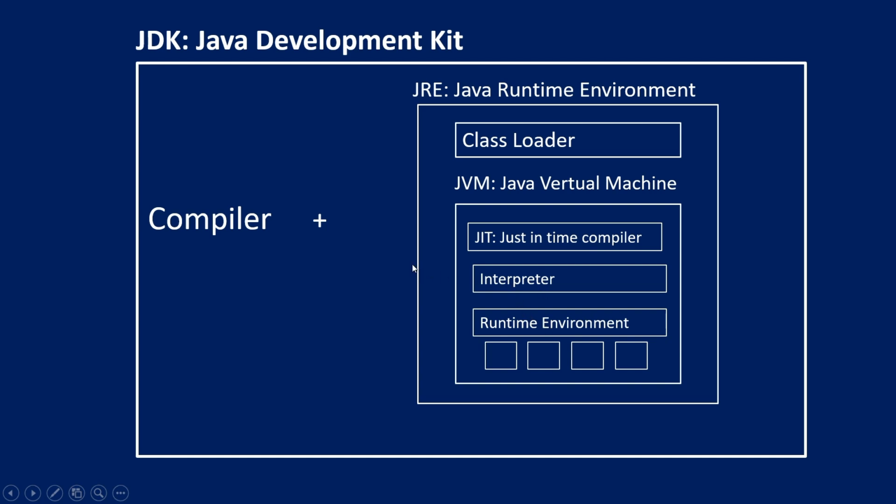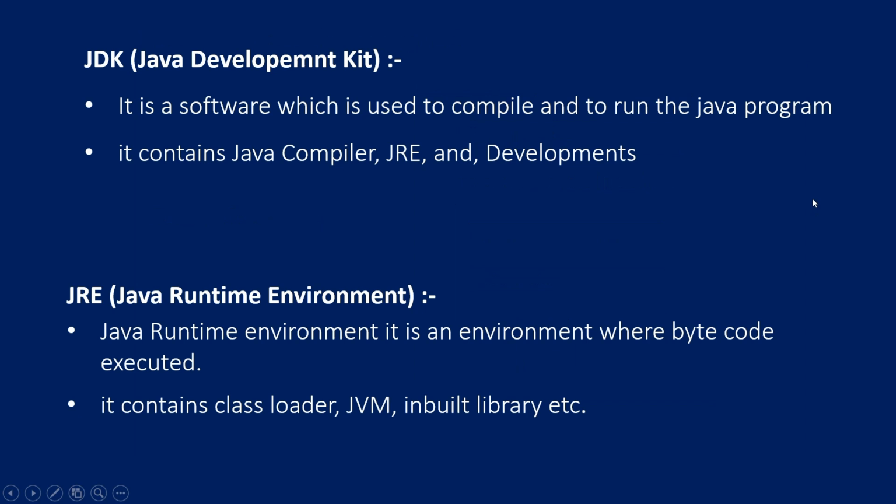Let's discuss each one. So the first one is JDK. Basically, JDK is software which is used to compile and run the Java program. It contains the Java compiler, JRE, and development tools. So the next one is the JRE. JRE is a runtime environment. Basically, JRE is an environment where the bytecode executes. It contains the class loader, JVM, and inbuilt libraries.